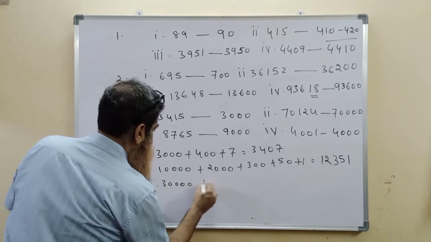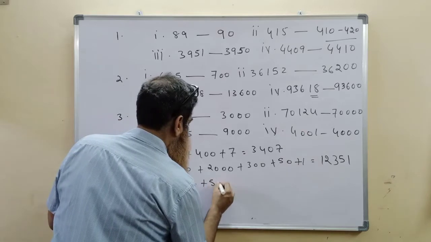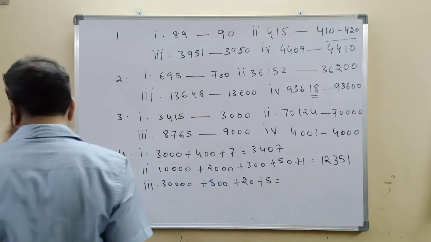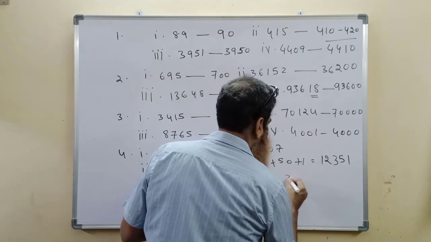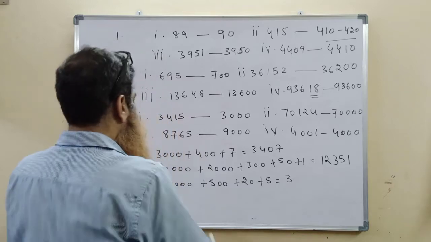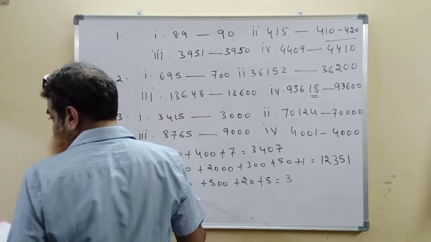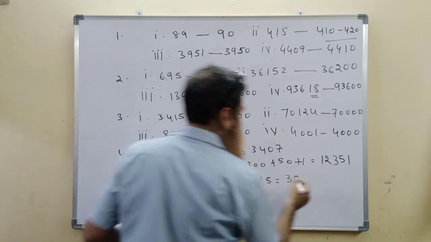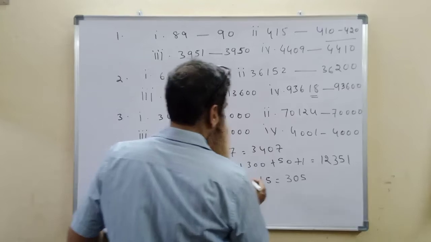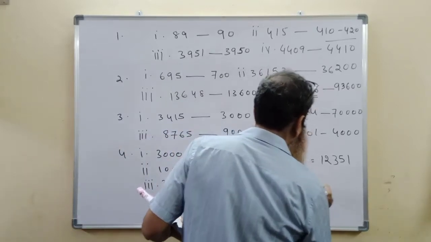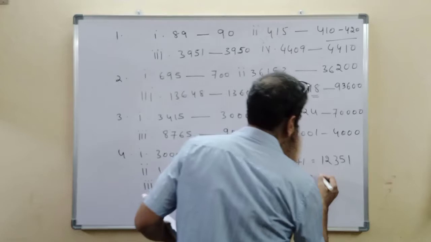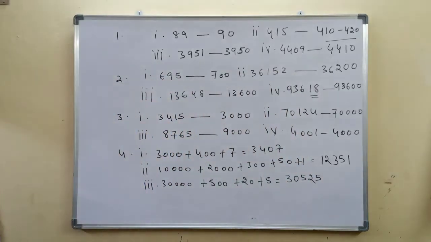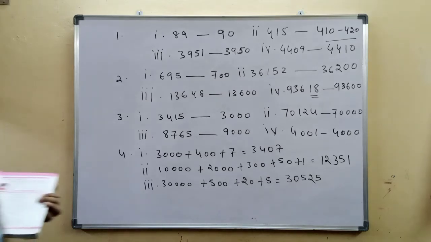Third bit in the fourth question, 30,000 plus 500 plus 20 plus 5. So we have 3 of 30,000. There is no number in the thousands place, so we will take this 30 as it is. We have 30,000, then 500, then 20 at the tens place, so we take 2. Then at units place we have 5, so the number we get is 30,525. It's a 5-digit number.